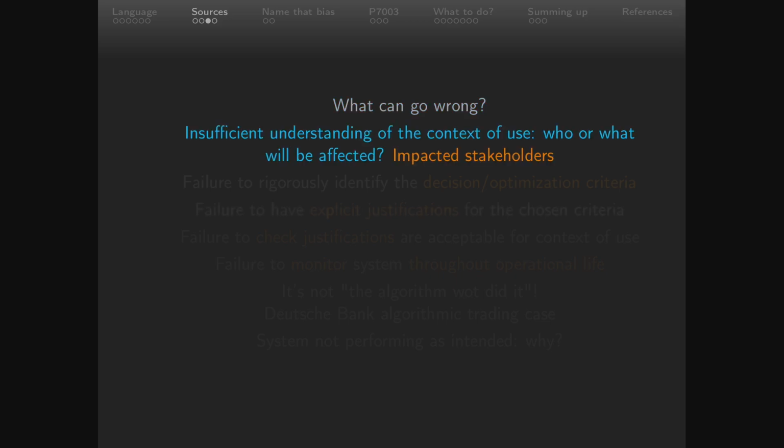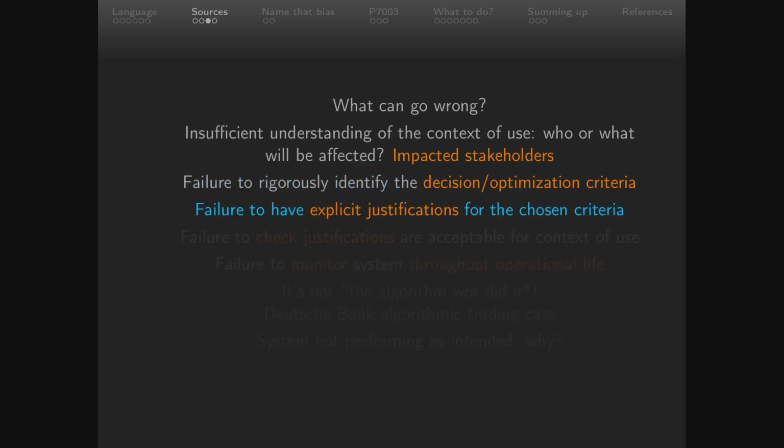So if we ask ourselves what can go wrong with that, then there are all sorts of risks implicit here. One is that we don't understand fully who or what will be affected by the system. So that's the class of impacted stakeholders. They might not even get any kind of input into the development process. Or we may not take enough care to decide what the decision and optimization criteria are. We don't have explicit justifications for the criteria that we have chosen. So we're just building something, oh, it works, great, let's move on to the next bit. And checking whether those justifications are acceptable in a particular context of use.